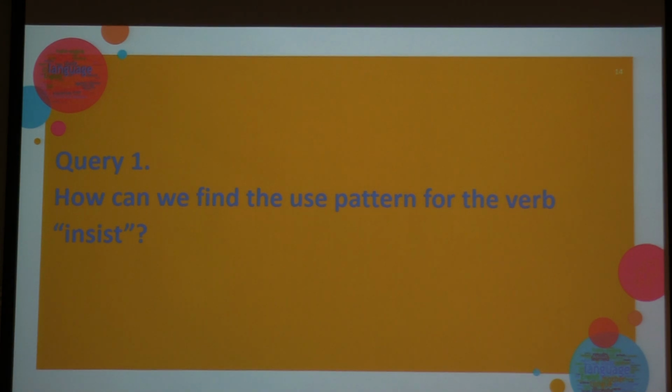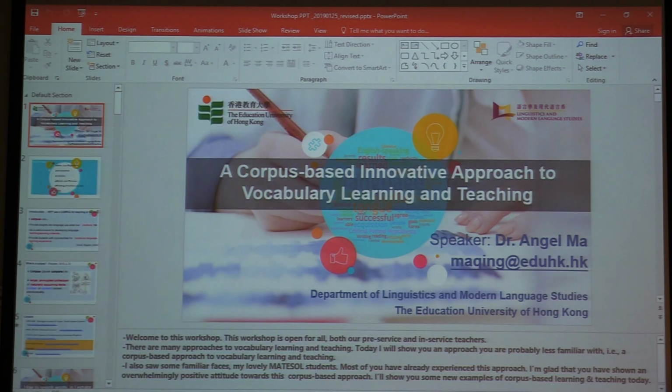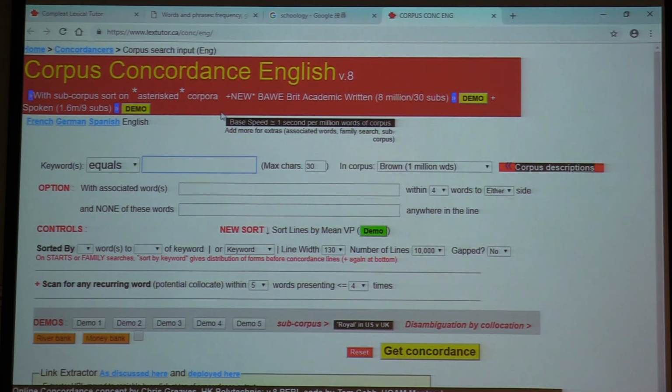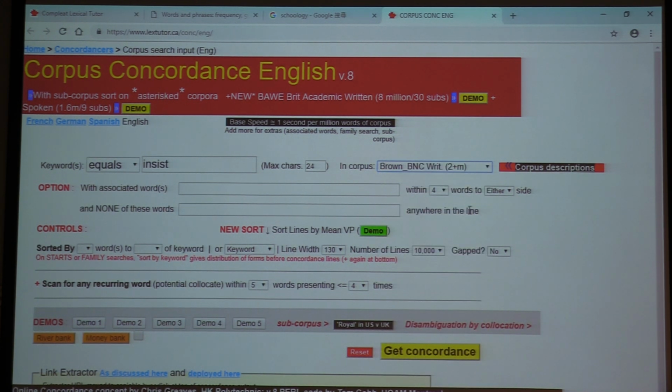Now let me show you an example of how we can find the use pattern for the verb insist. You don't need to do it now. So I input the word here. In this case, I just choose equals because I don't want to see too many examples. And then you have to choose a corpus. Remember which was my favorite one? BNC and Brown. This one, only 2 million. It's not too big, not too small.